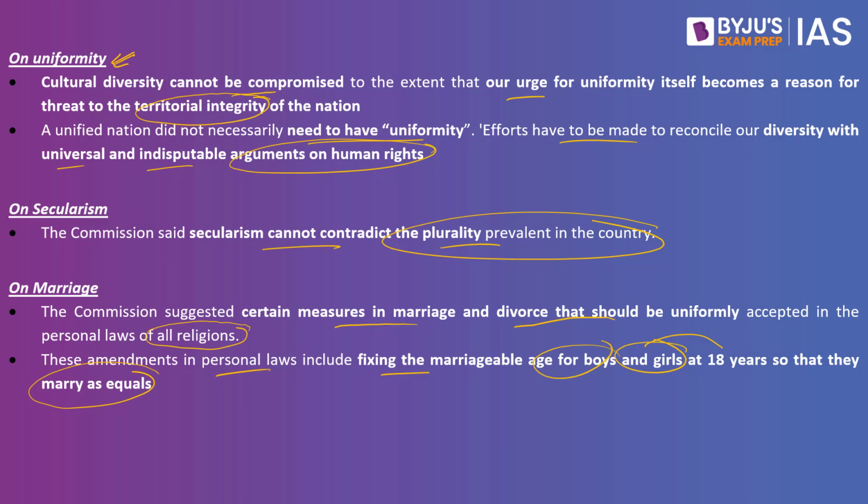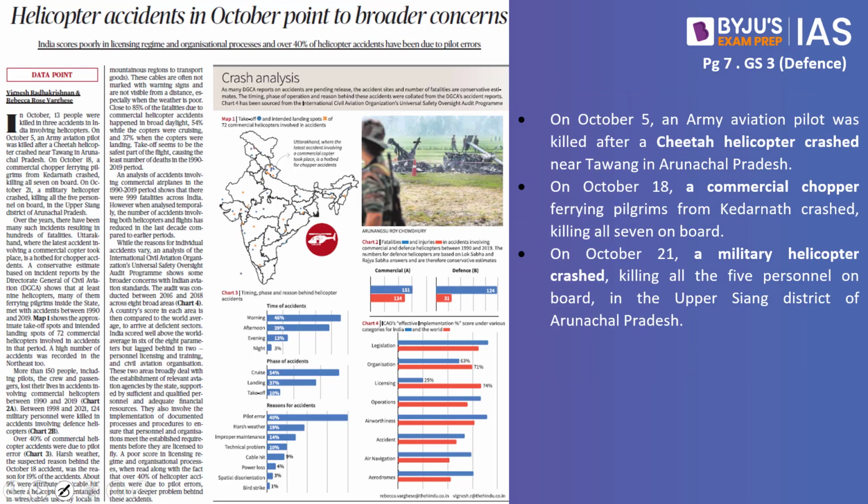Now let's look into the next article. This article says helicopter accidents in October point to broader concerns. Let us try and understand what this article is all about. In October, as many as 13 people were killed in three different accidents that took place because of helicopters.